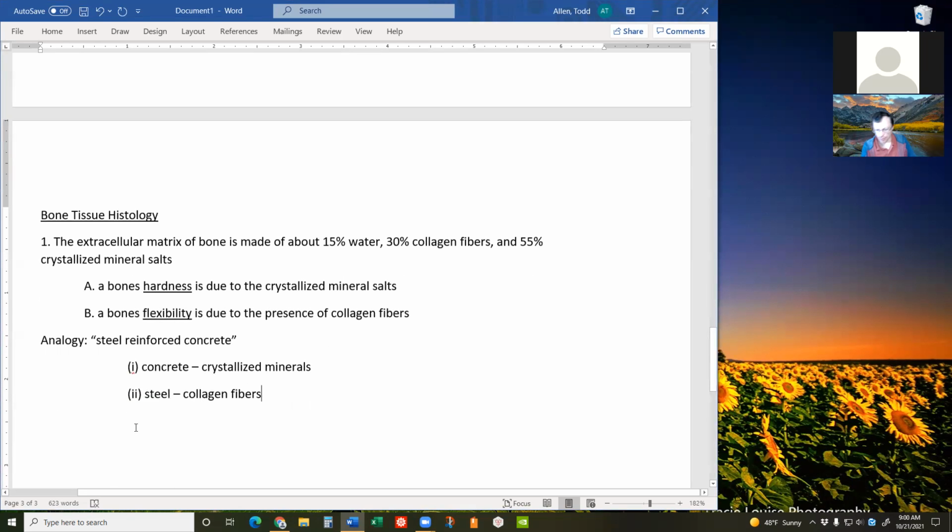All right, so that tells you a little bit about the composition of the extracellular matrix of the bone. All right, let's continue here. Let's talk about cells. So figure 6.2 tells you about the types of cells you will find in bone tissue.